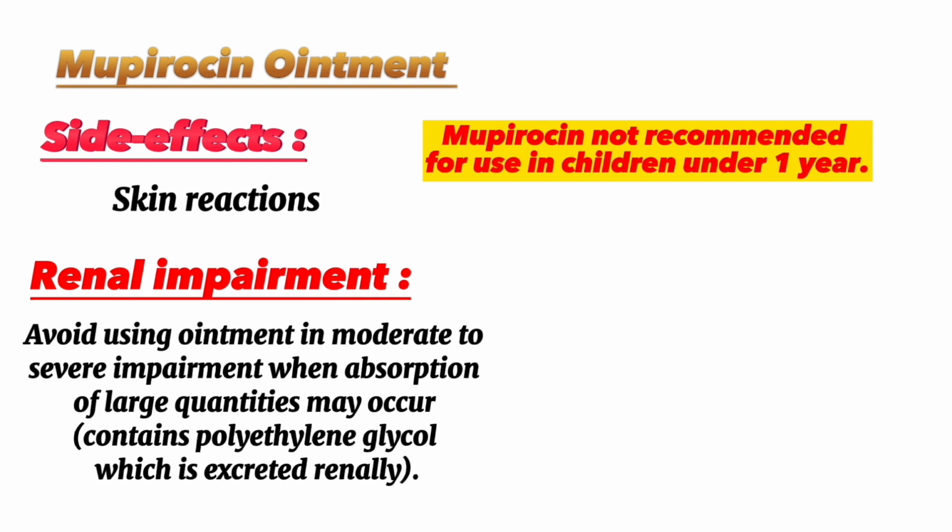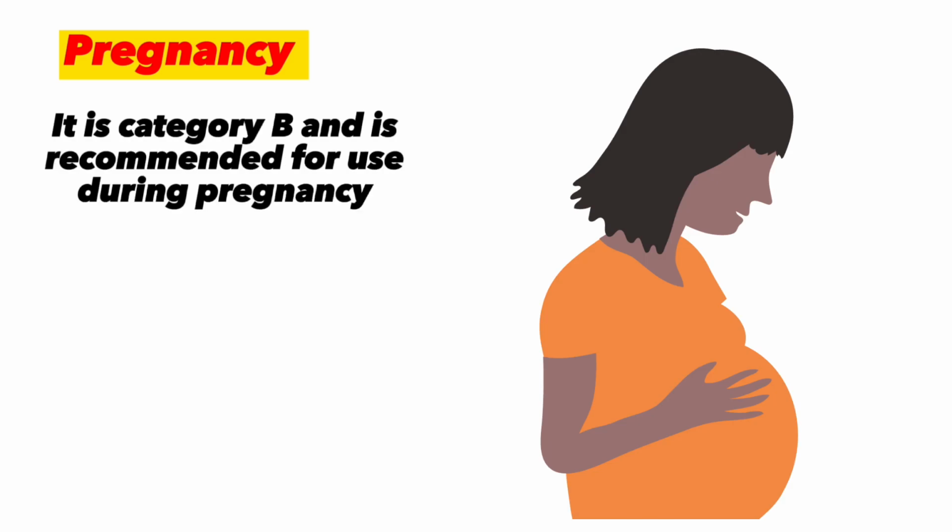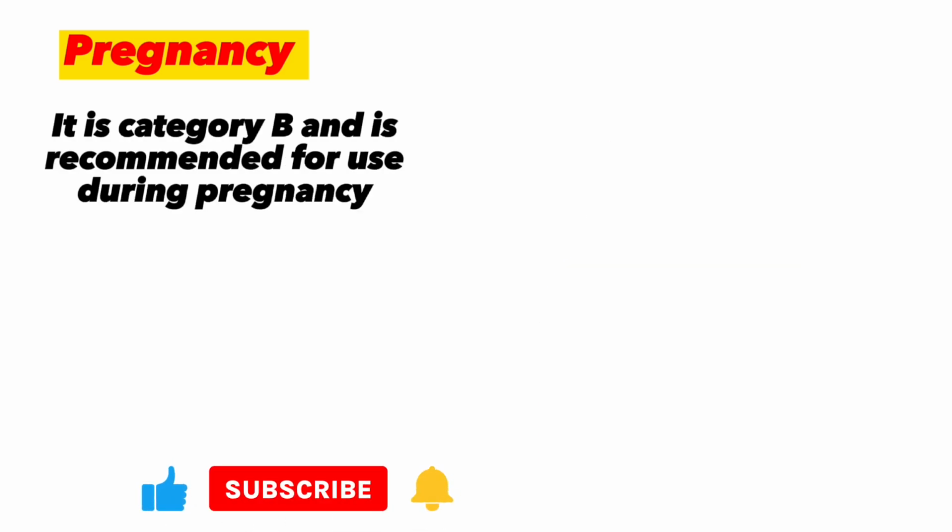Mupirocin is not recommended for use in children under 1 year. Mupirocin use in pregnancy: it is category B and is recommended for use during pregnancy.